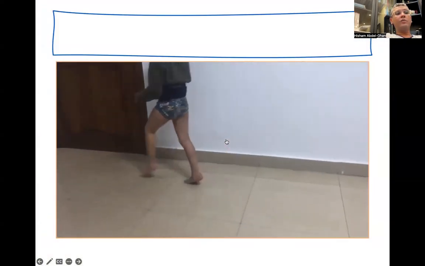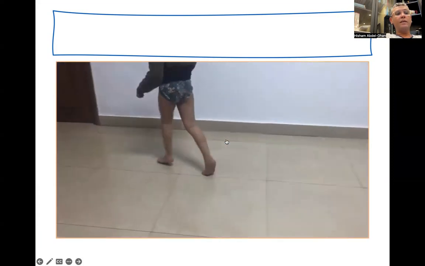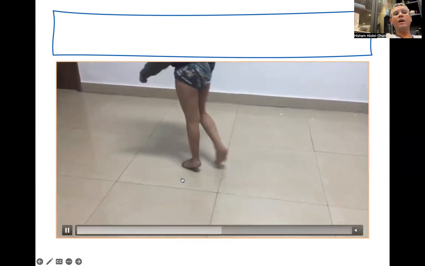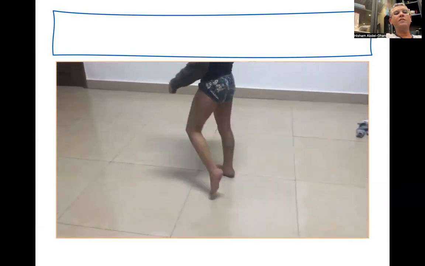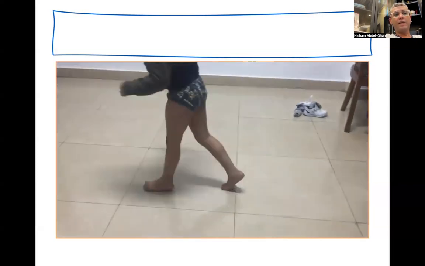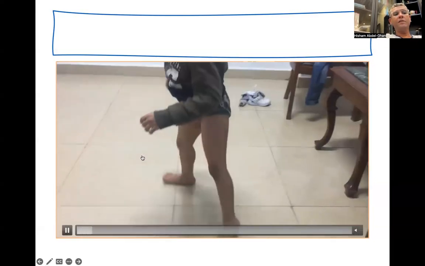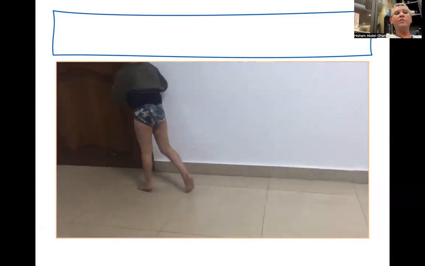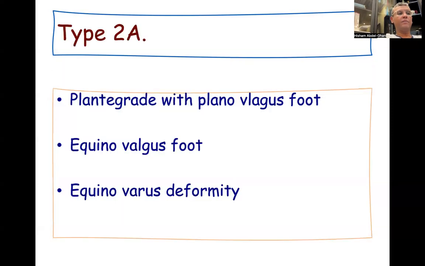Sometimes the child like this, look again, he is doing equinus on the contralateral normal side to equalize the length of the lower limb. And when you are asking the child to walk, he is trying to put his foot on the ground, and this will push the knee posteriorly. But in this case, even after this pushing, he cannot develop recurvatum of the knee. So this is type 2A CP hemiplegia.